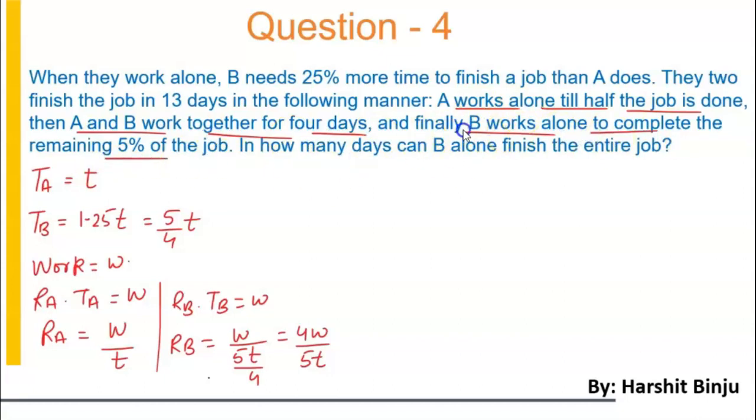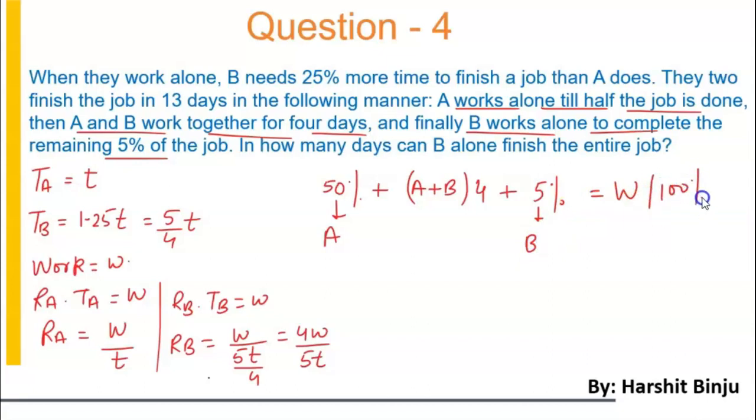Okay, so this job is divided into 3 parts. We have the first 50% of the job, which is done by A alone. Then A plus B are working together for 4 days. And then we have the remaining 5% of the job, which is done by B. And this is equal to the total work, the 100% work.